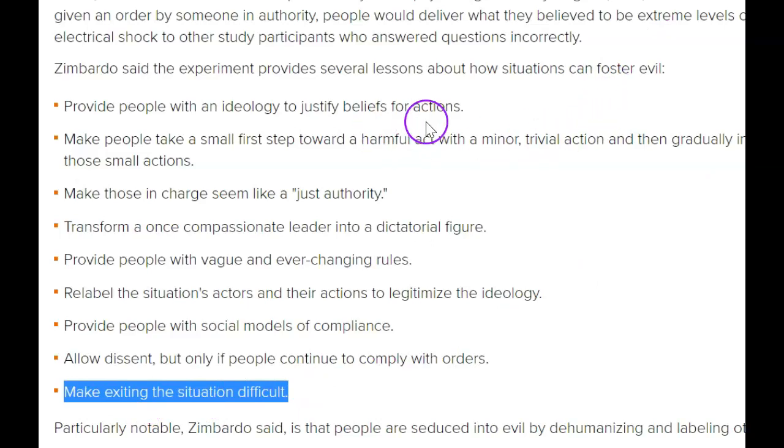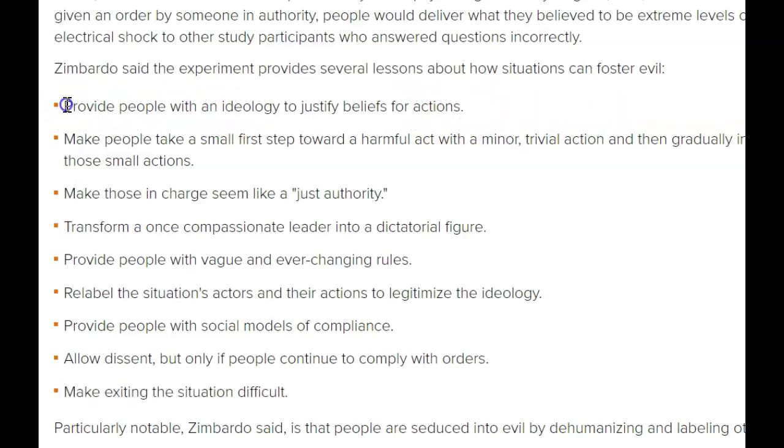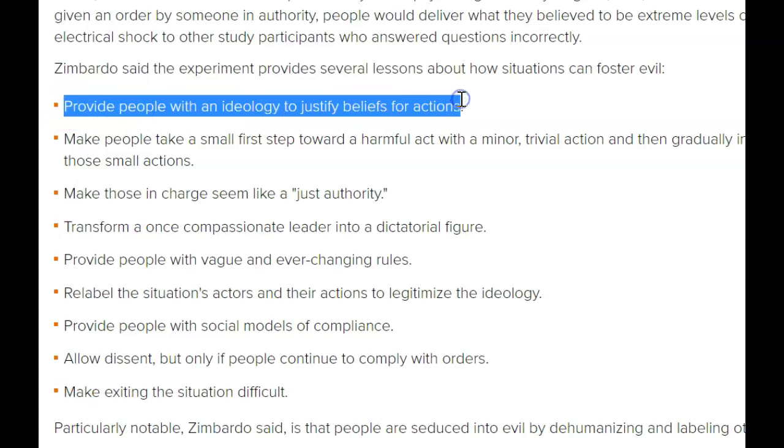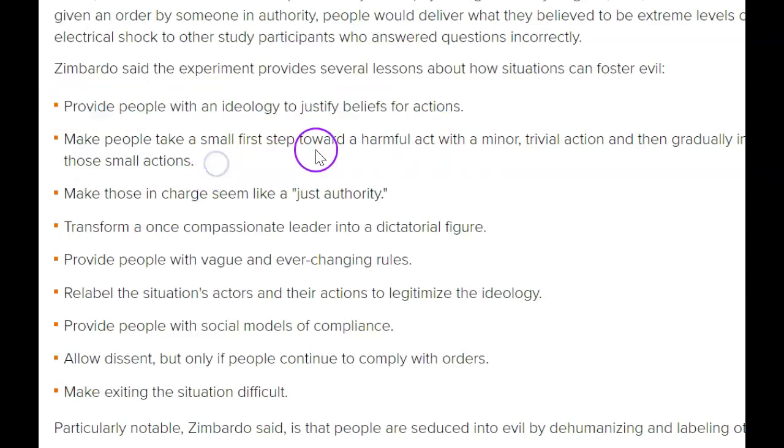The initial thing, an ideology to justify beliefs. That was Hitler's deal. It's us against them. We're better than them. That's his ideology. So if I was doing that one, then that one would be included. Make people take a first small step towards a harmful act with a minor trivial action, and then gradually increase those small actions. That's going to apply to some groups and not to some others. That might apply to a gang.